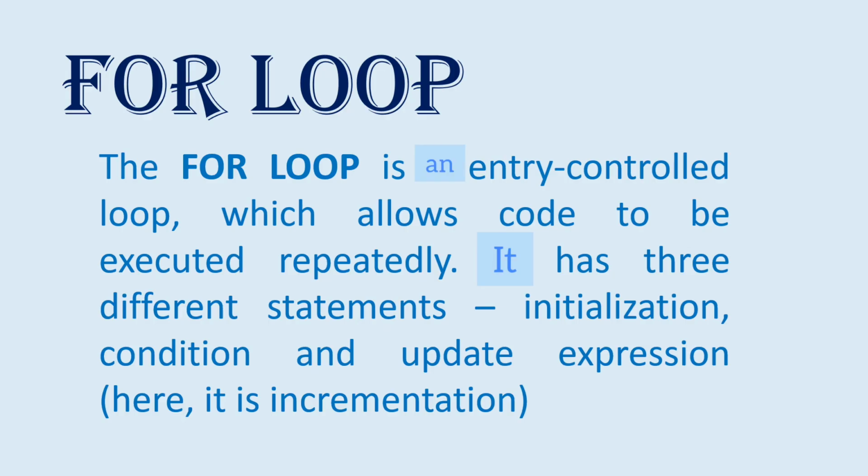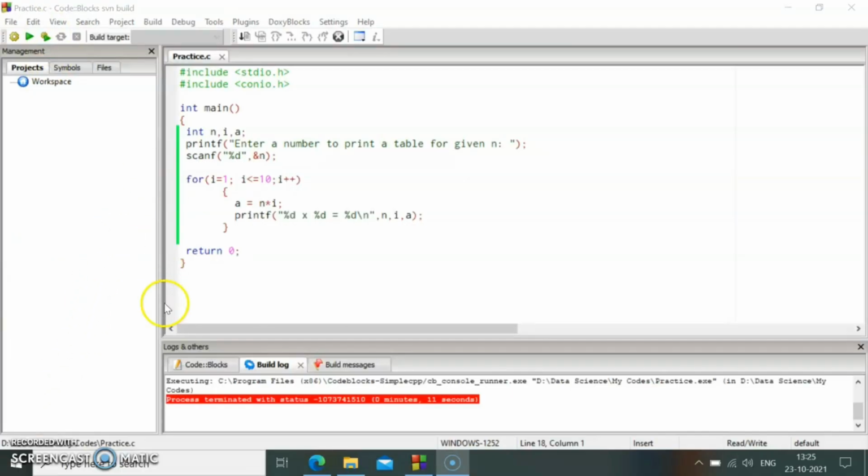Now we are going to see what is a for loop. The for loop is an entry control loop which allows code to be executed repeatedly. It has three different statements: initialization, condition, and update expression. Here it is incrementation. This is the program to print multiplication table.